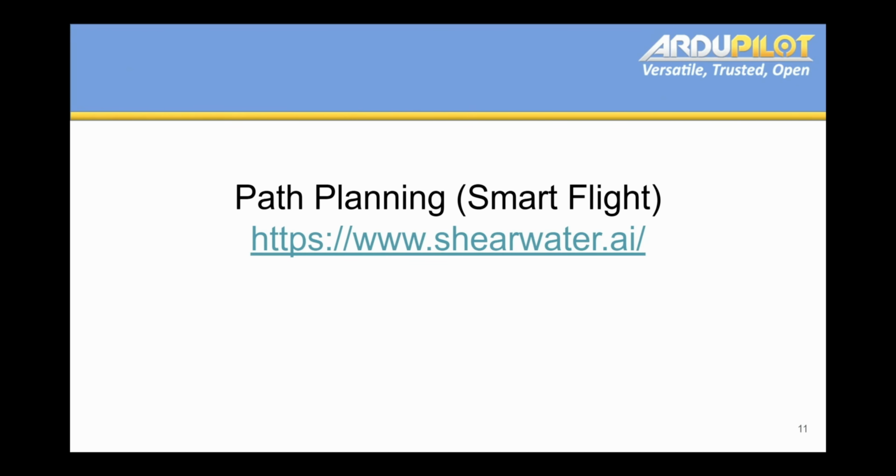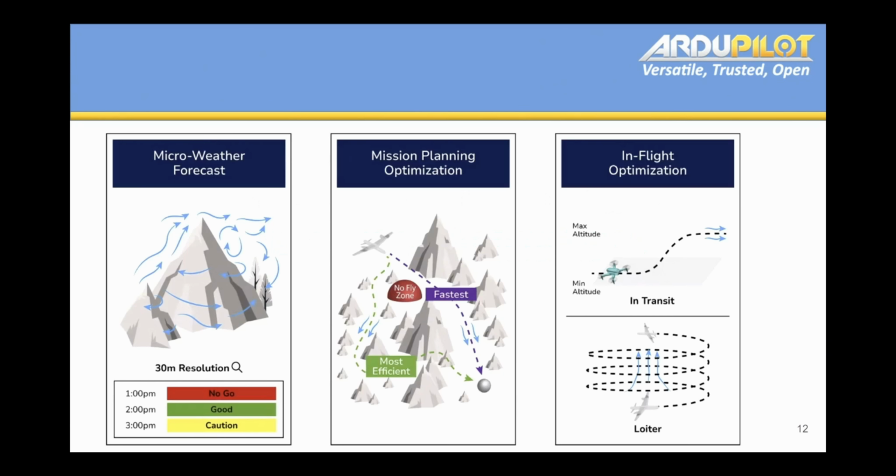The first path planner that I integrated was from Shearwater.ai. They make an AI path planner called SmartFlight. Here's from their product page. It uses micro weather forecasting and forecast data. It can optimize based on all these kinds of constraints. And they also support in-flight optimizations that I haven't implemented, so I'm purely doing the pre-flight planning side.